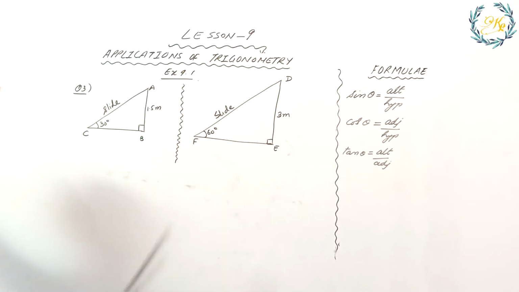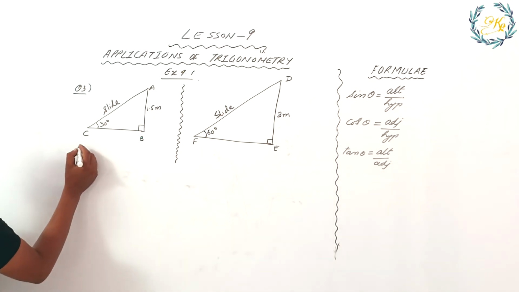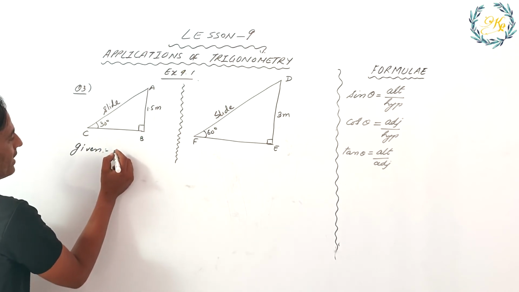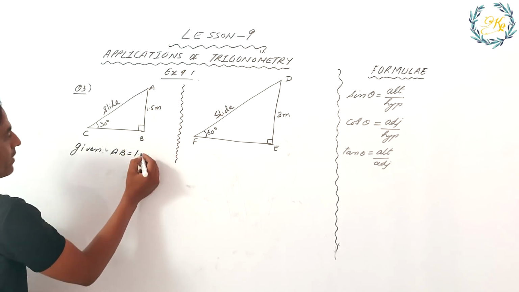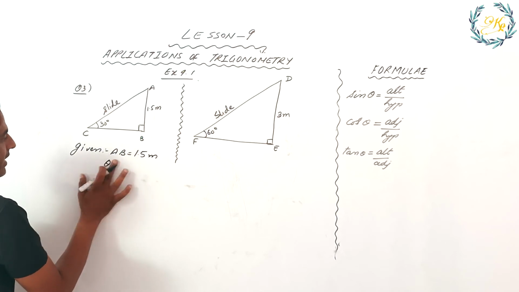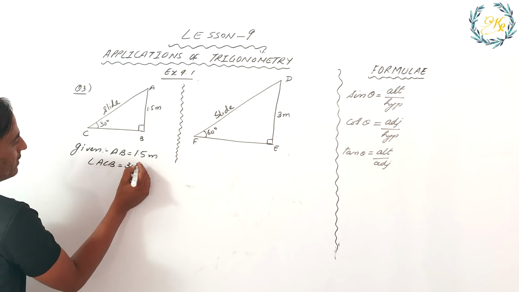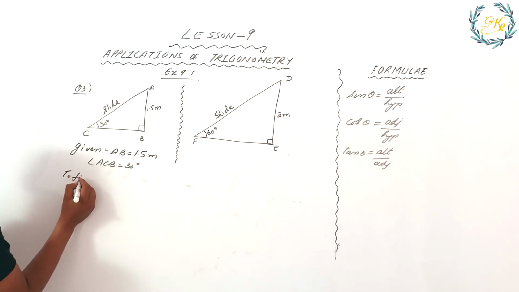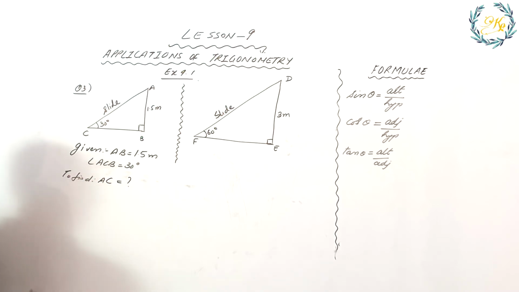So let's find out. First we are going to write what is given to us. In the first sum, given is what? We are given the height, that is AB, the height of the slide from the ground. We are given the measure of theta, that is angle ACB is equal to 30 degrees. And we have to find AC. So you can write, to find the length of the slide, AC is equal to question mark.